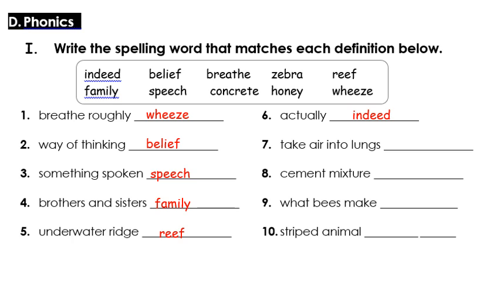7, take air into lungs. When you take air into your lungs, it is breathe. 8, cement mixture is the concrete. 9, what do bees make? They make honey. 10, striped animal. Which animal is striped? The zebra.